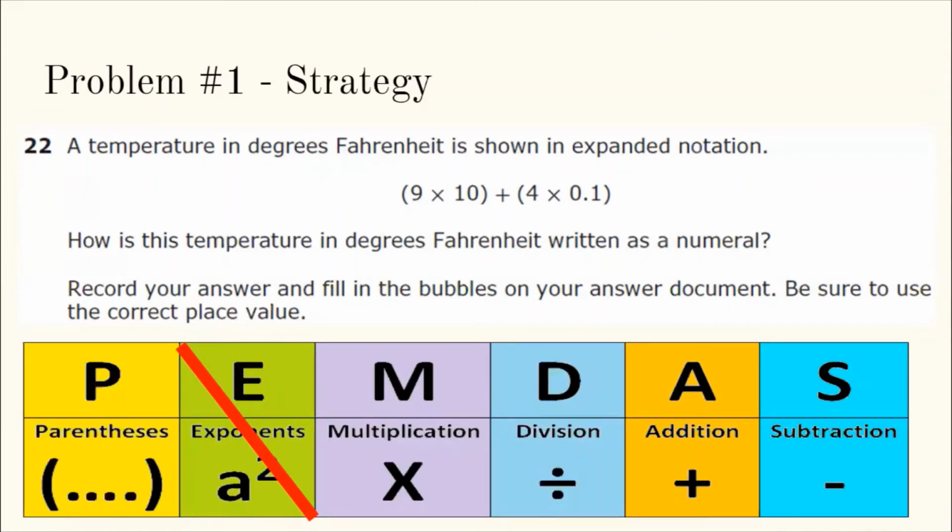D stood for division. As I'm looking at the problem, I do not see any division. I'm going to go ahead and eliminate it on my chart. A stands for addition, and I do see addition, so that will stay. S stands for subtraction. I do not see subtraction represented anywhere in my expression. I'm going to eliminate that as well. That leaves us with parentheses, multiplication, and addition. We will use these in the order that they appear in the order of operations. Our parentheses will go first. We will then multiply, and then addition.